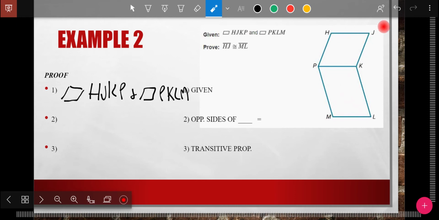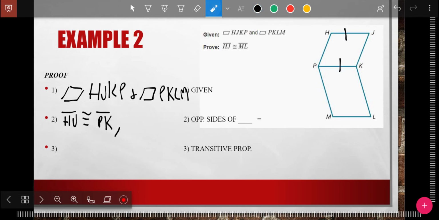Now I want to talk about HJ and ML. In this parallelogram, HJ has to be the same as PK because opposite sides are congruent. And so I'm going to say that. So segment HJ has to be congruent to segment PK because opposite sides are congruent. I'll mark those.